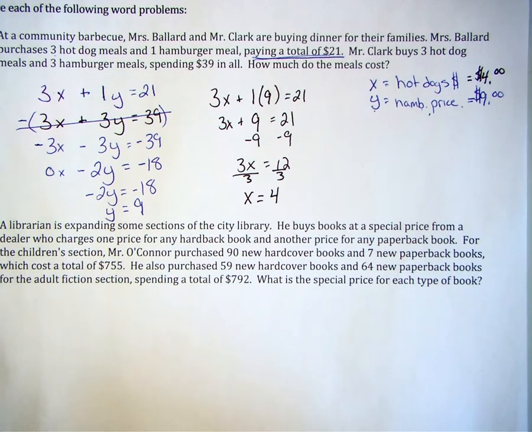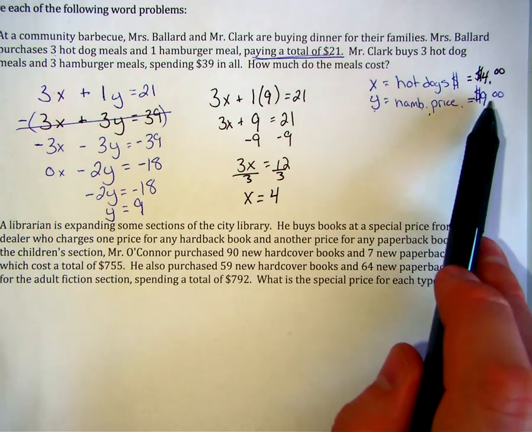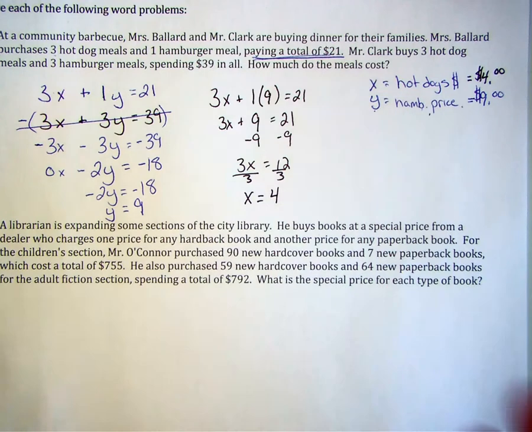How much do the meals cost? Well, the meals cost $4 per hot dog, and they cost $9 per hamburger.